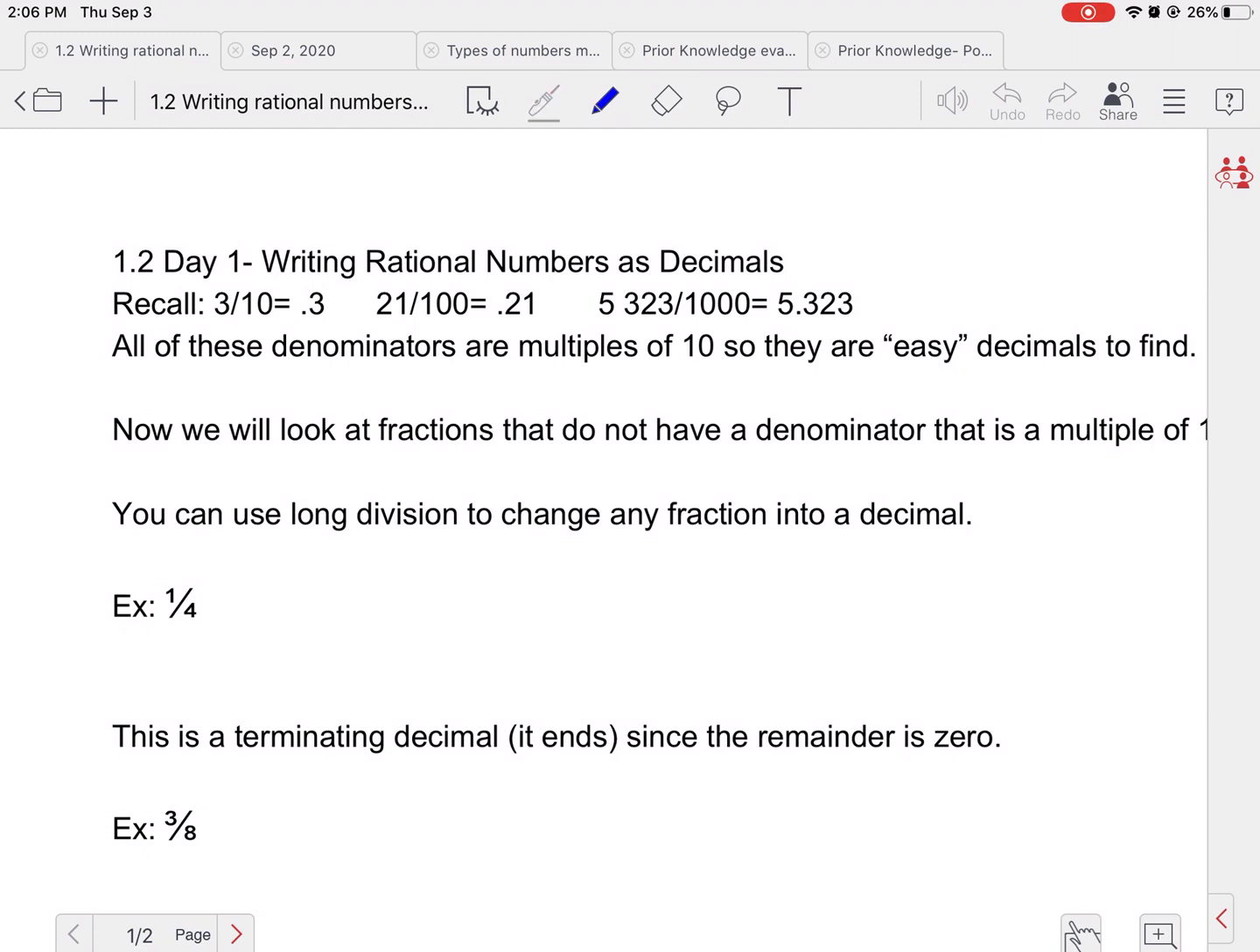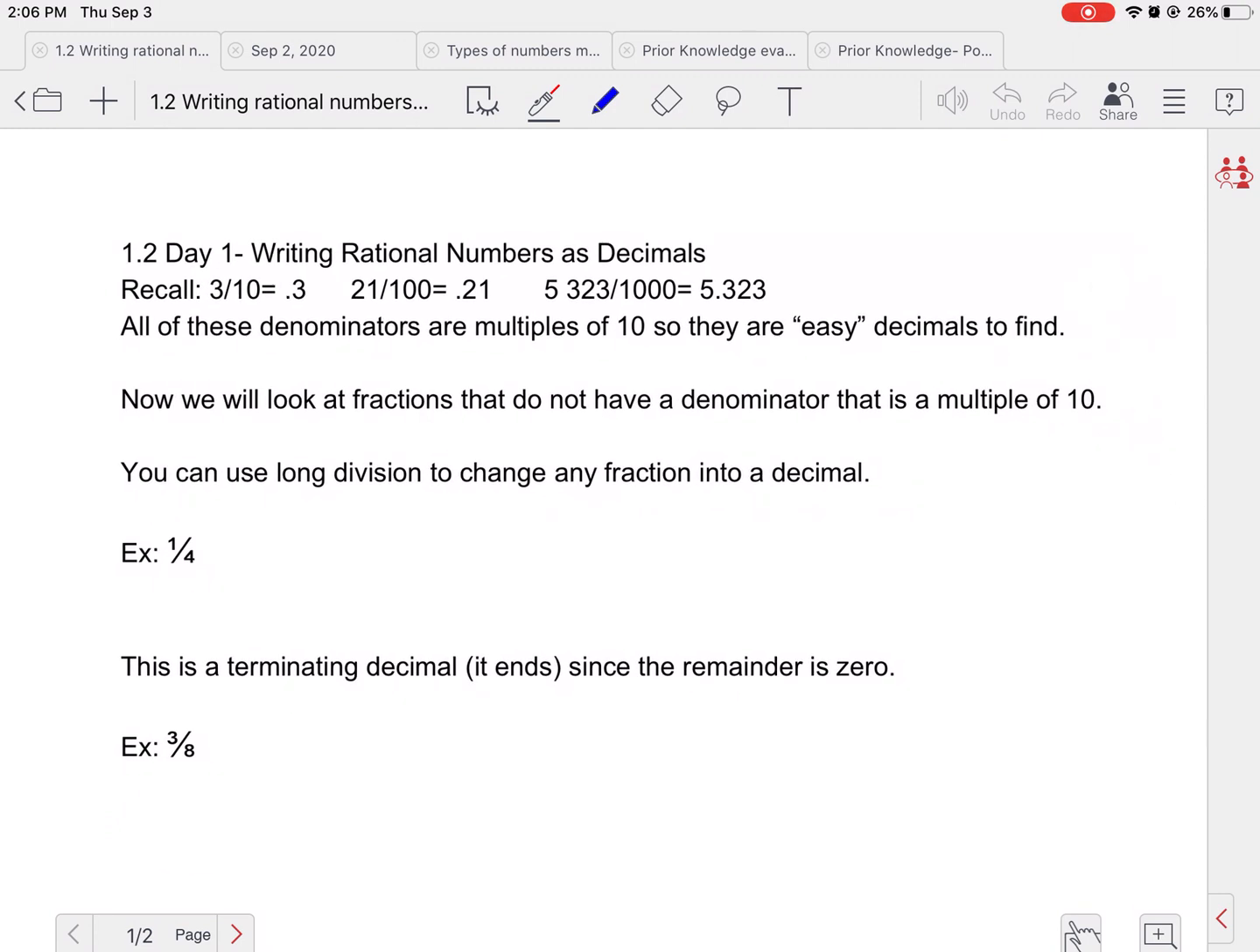Just as a reminder, 3/10 we write as 0.3 because the 3 is in the tenths place. 21 over 100 we write as 0.21 because the 1 is in the hundredths place. If we have 5 and 323 over 1,000, the 5 becomes the whole number before the decimal. And then we have 323 as our decimal places, and the 3 at the end is in the thousandths place, so that works out, okay? We've discussed that a little bit earlier in this week.